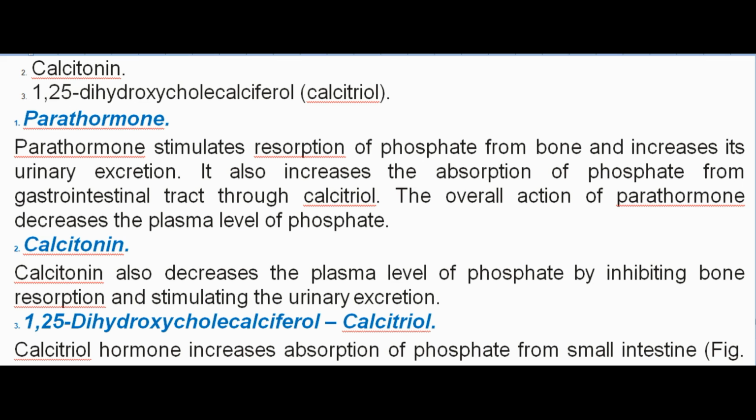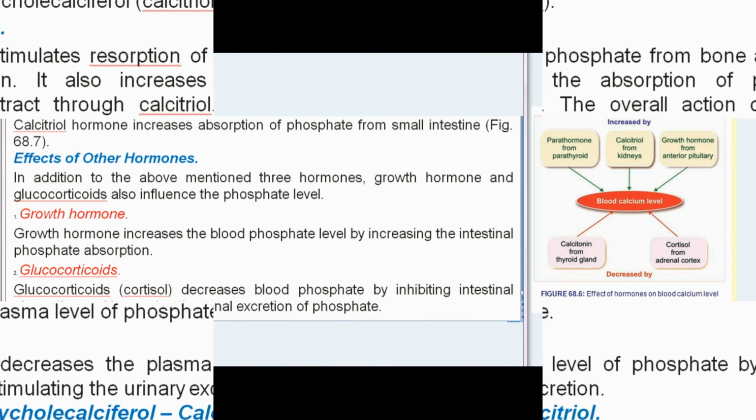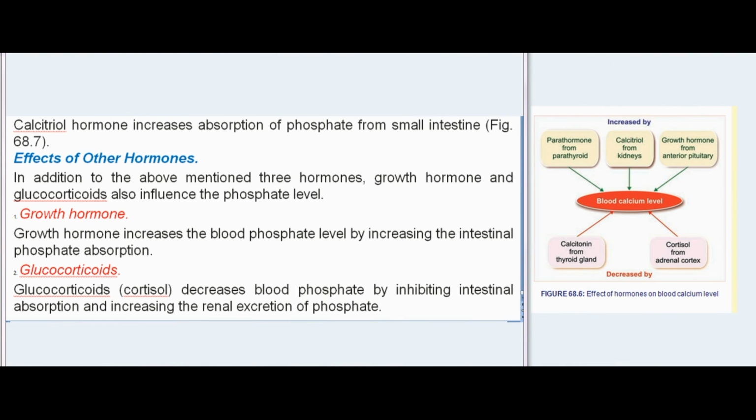Calcitonin. Calcitonin also decreases the plasma level of phosphate by inhibiting bone resorption and stimulating the urinary excretion. 1,25-dihydroxycholecalciferol, calcitriol. Calcitriol hormone increases absorption of phosphate from small intestine, Fig 68.7.